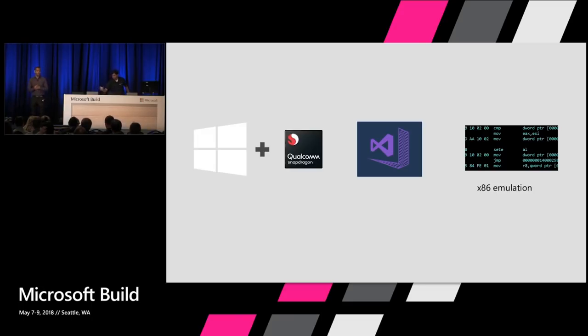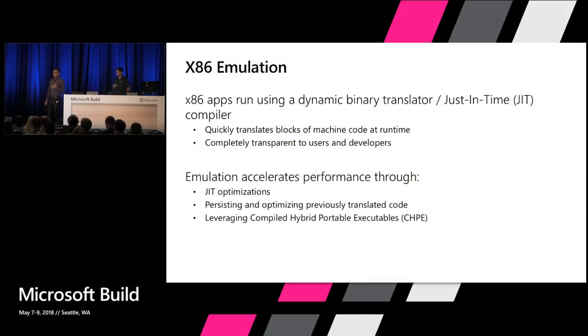So far, you've heard about what it would take to move an app to native ARM64. But what about all those apps where the developer might not be around anymore, or they simply haven't had a chance to port to ARM64 yet? Well, for that, we have in the Windows on ARM OS an x86 emulation layer. So what does this do? This is basically a dynamic binary translator, or just-in-time compiler, that's able to translate blocks of x86 machine code to ARM64 code on the fly. And it does this in a manner that's completely transparent to both developers and users. So it's able to run apps completely unmodified.